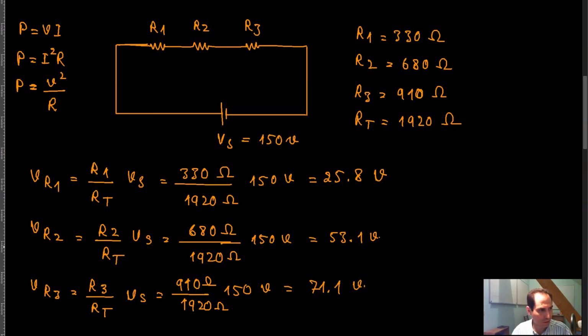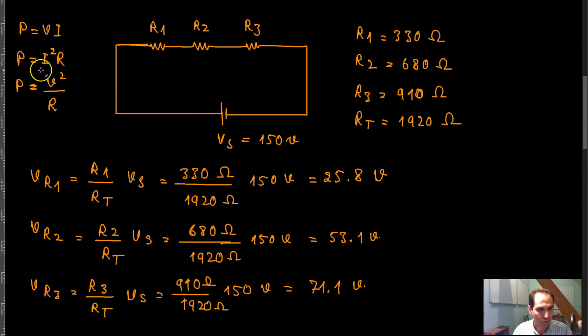And if I add all of these voltages together, 71.1 plus 53.1 plus 25.8, that's exactly 150. There's nothing wrong here actually. Okay, so these are the voltage drops across these resistors: V of R1, V of R2, V of R3.